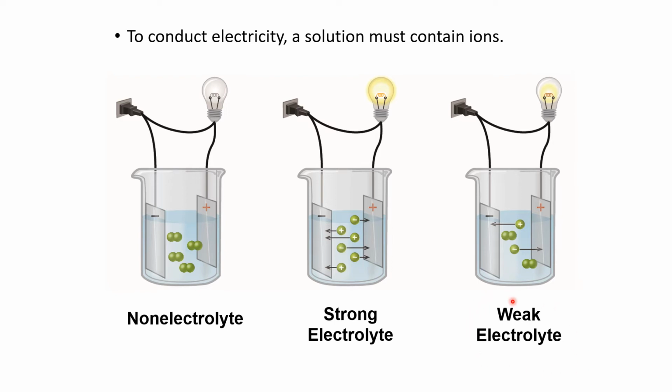So that'll conduct very, very well. Contrast a weak electrolyte, let's say vinegar, which is acetic acid. It's a rather weak electrolyte. It'll break up and give you some H pluses and some acetate anions. They're there. They'll conduct electricity. See how the light bulb is dimmer here? They'll conduct, just not as well.